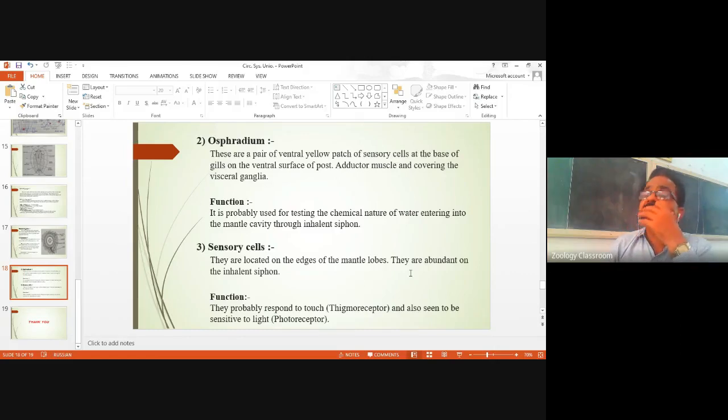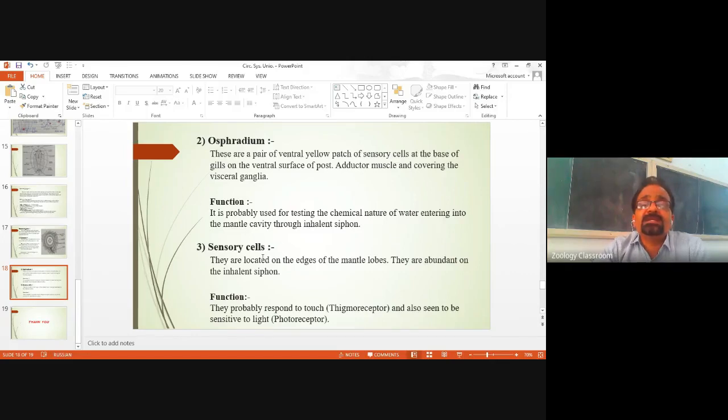Its location is near the inhalant siphon where the water enters. The water entering the mantle cavity through the inhalant siphon has its chemical nature tested there itself, and if the water is fresh or palatable, then and only then is the water allowed to enter. Otherwise, it closes its inhalant siphon and avoids the entry of water which is not tasty for the bivalve to take into the body.